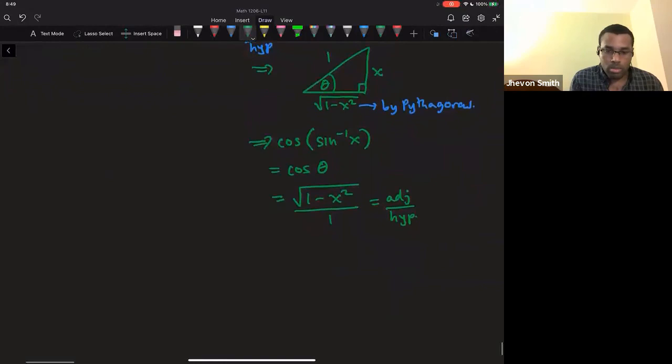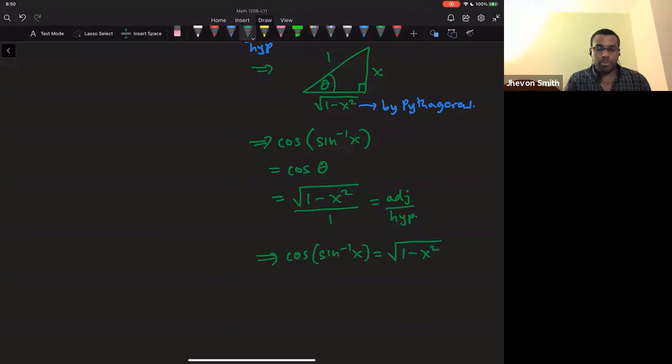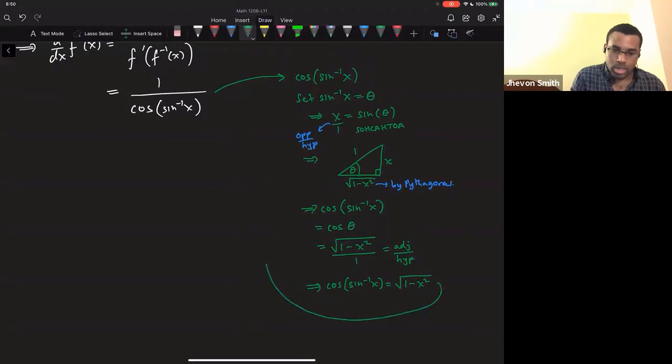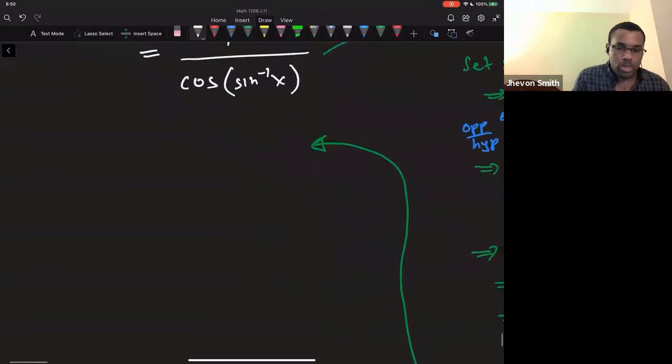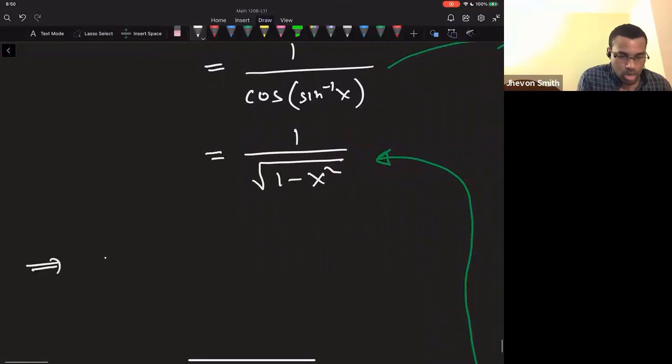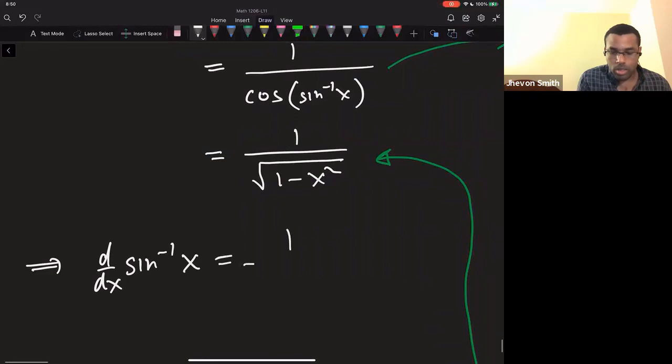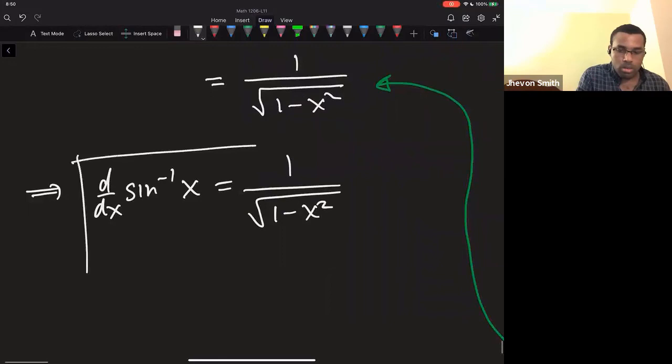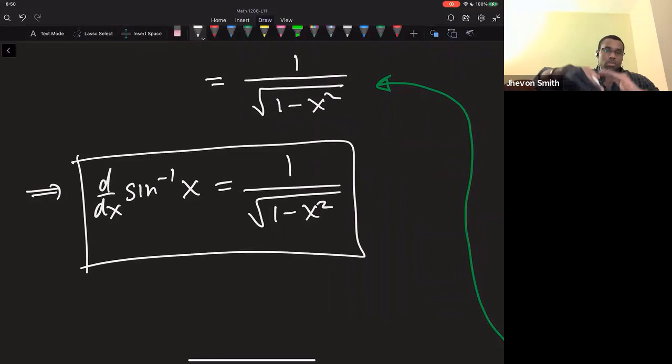So it turns out you can write the cosine of sine inverse without any trig functions. It's actually the square root of one minus x squared. Now that is what we're going to put here, so this is 1 over the square root of 1 minus x squared. That gives you a formula: the derivative of sine inverse of x is 1 over the square root of 1 minus x squared. And of course, we know the domain of sine inverse is between minus 1 and 1, so this works for x strictly between minus 1 and 1.